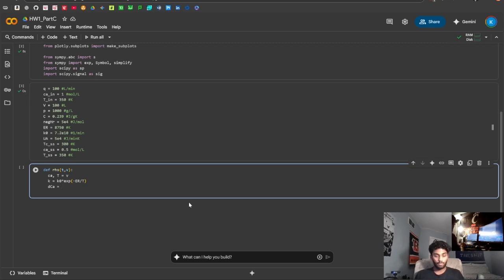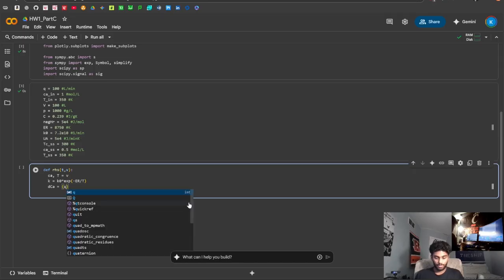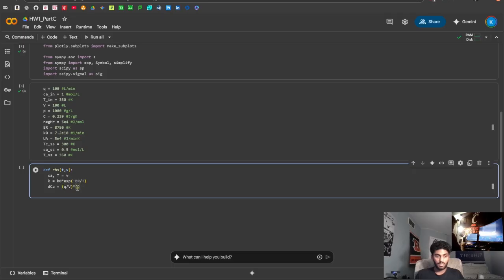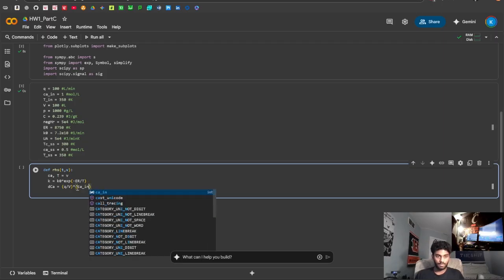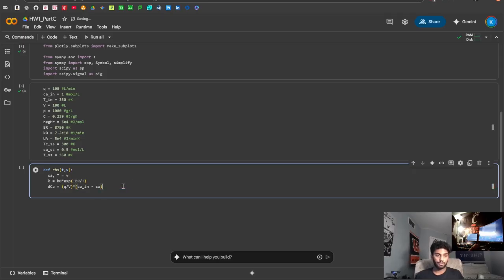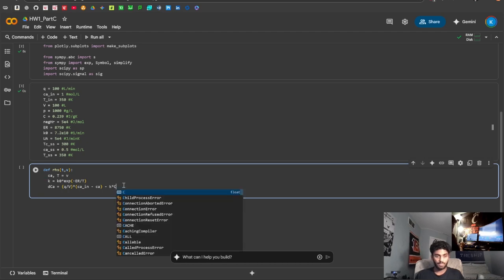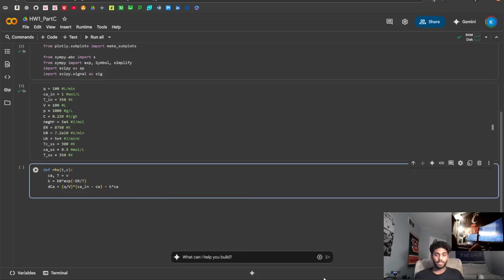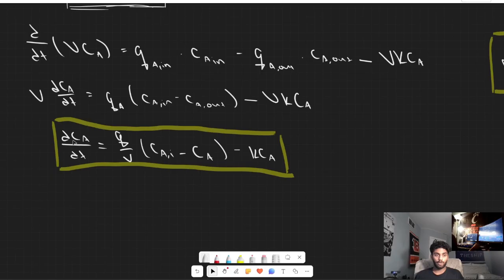So we'll go something like this. Q over V, these are both values that have been defined over here in this box, times the difference in our concentrations. So our CA in minus our CA, whatever it is that we have unpacked from our vector. And we are going to subtract KCA. So K times CA. And that should give us our calculation for our dCA dt.